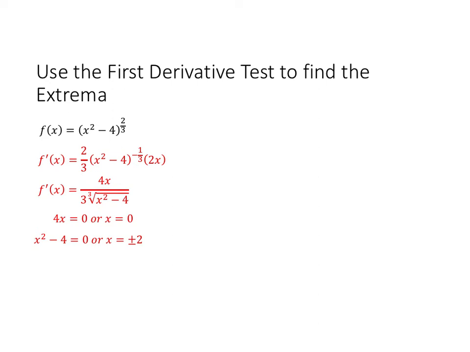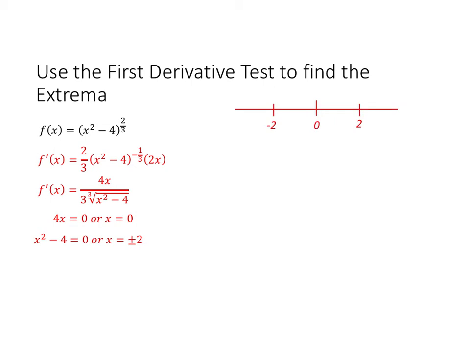When we've got a rational function like this, the critical points are going to occur when the numerator equals 0 and where the denominator equals 0. So we simply set the numerator equal to 0. That's pretty straightforward: 4x equals 0, or x is equal to 0. Then we take the denominator, and where is that going to be equal to 0? That's simply going to be when x squared minus 4 is equal to 0, or x is going to equal plus or minus 2. So these are the critical points.